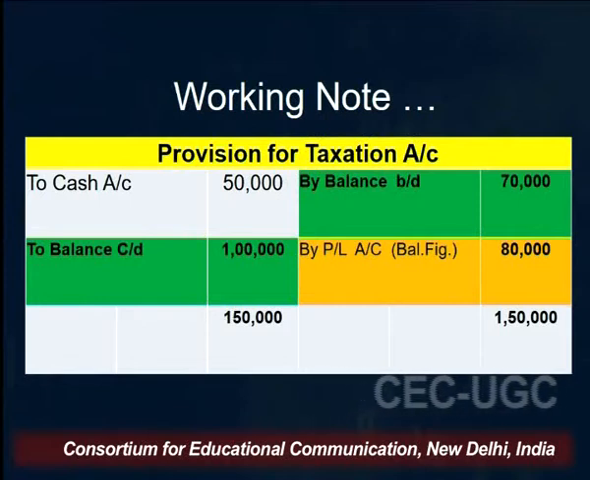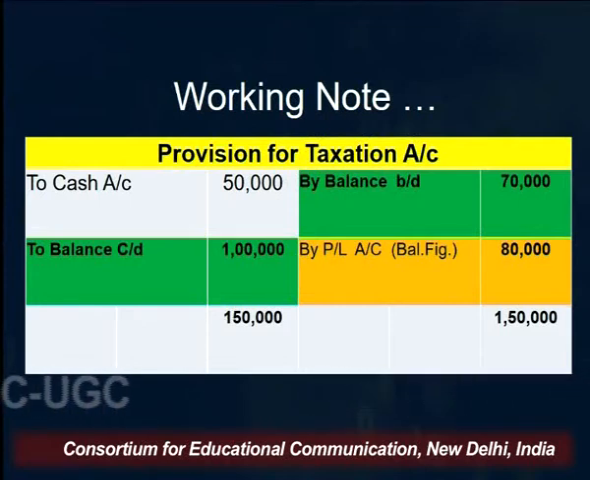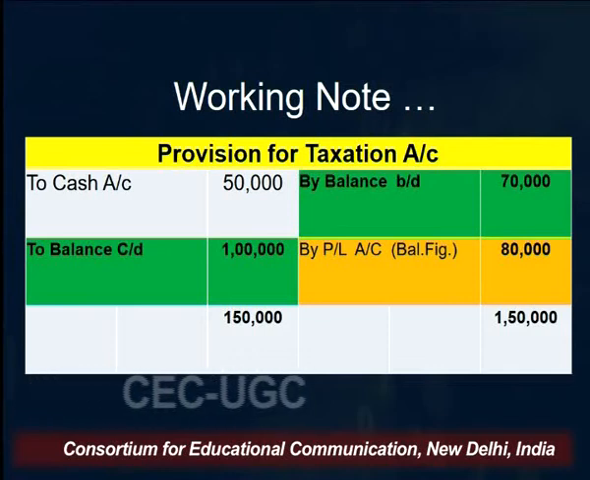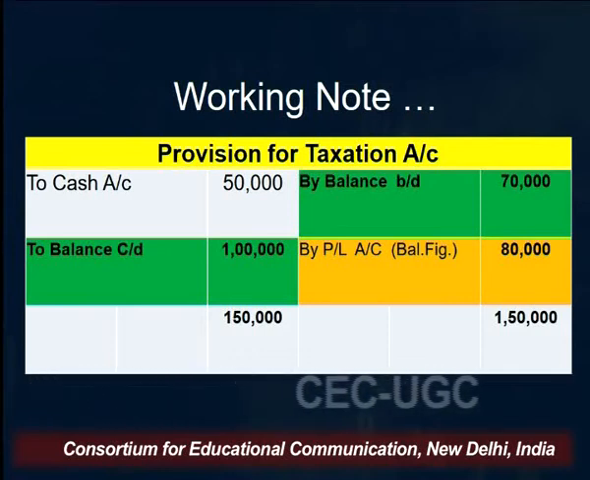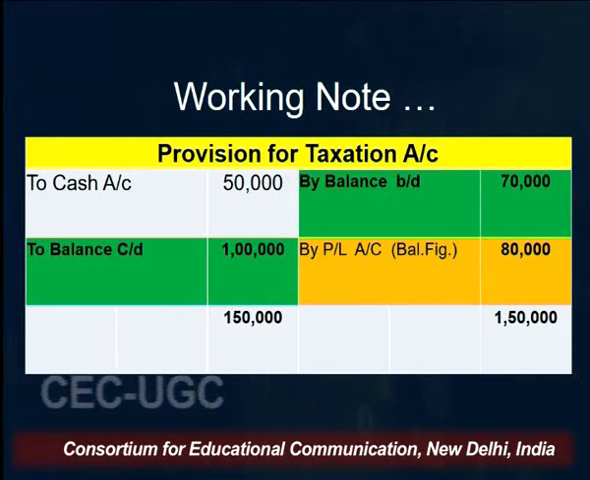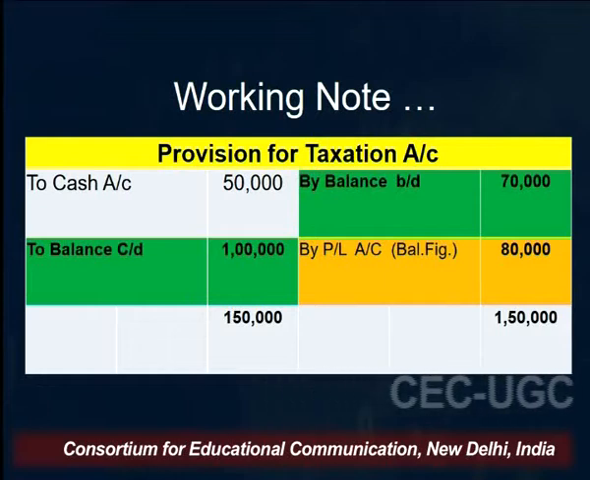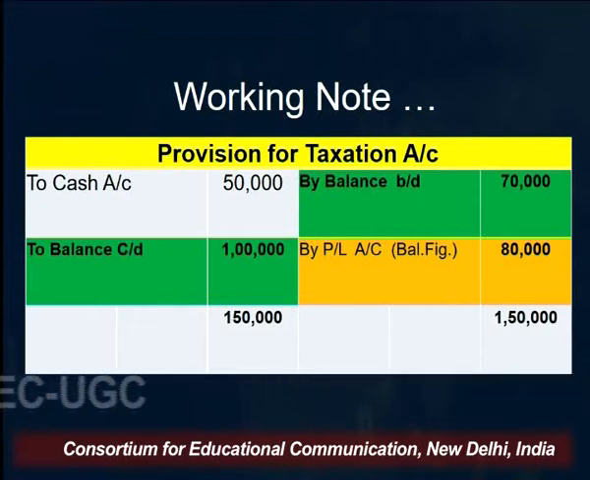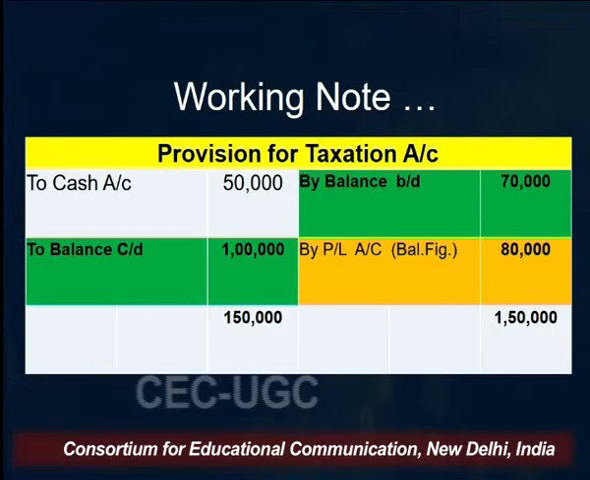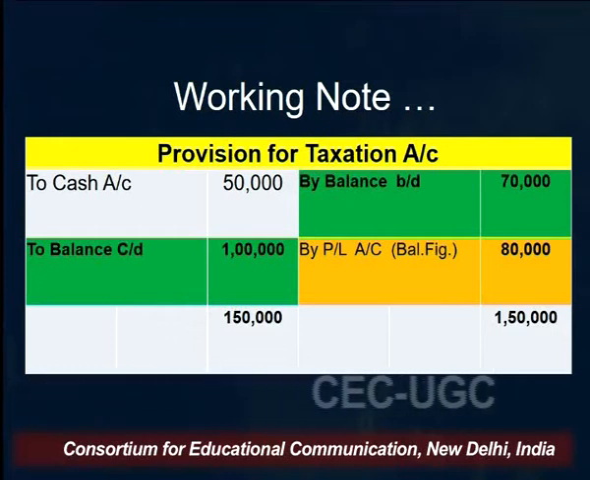Second point, as I told you, if provision for taxation is given, again we have to open an account for it. The question has given you the opening and closing balance. Along with that, they have also provided you the payment here. So the payment of tax we have shown to cash or bank account, 50,000 rupees, and what remains? The balancing figure is considered to be an allocation from profit and loss account. So we came to know that 80,000 rupees must have been allocated from profit and loss account on account of provision for taxation.